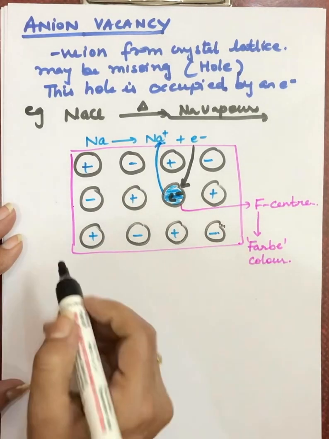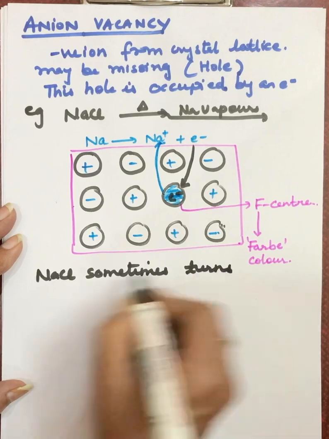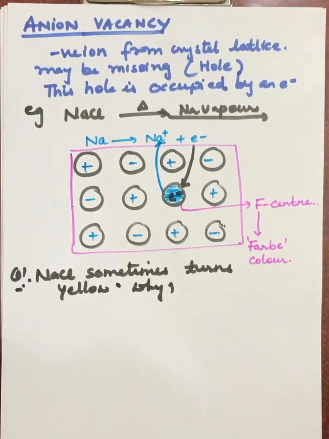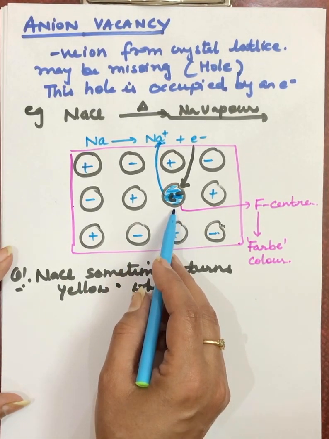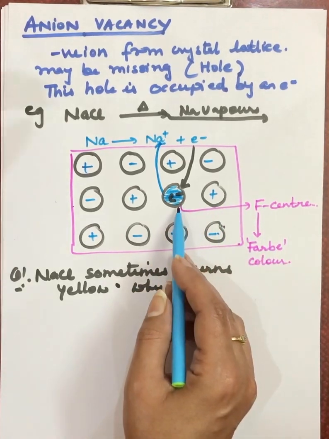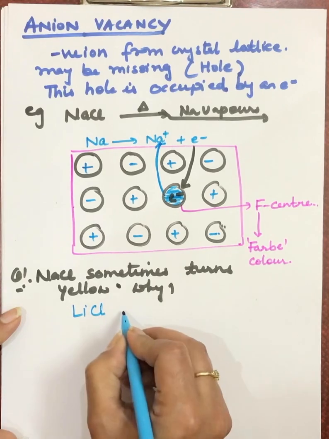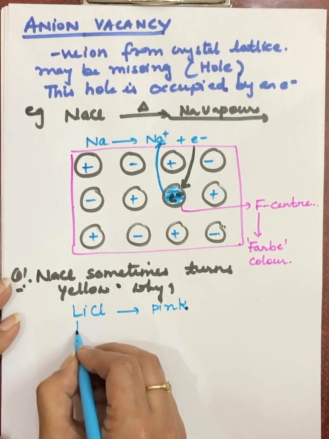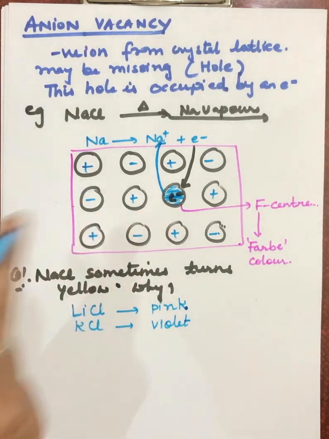So actually this NaCl sometimes turns yellow. Why? This is the question. Why does NaCl sometimes turn yellow? So this whole defect we have to explain. Because of this defect, NaCl sometimes becomes yellow in color because of the formation of F centers in the structure. F centers are formed, so electrons are able to move here. When electrons are moving, this compound shows a color. And which color? Yellow. In place of NaCl, if we take the example of LiCl, the color shown by LiCl due to this F center defect is pink, and KCl shows which color? Violet. So they show the color because of the presence of F centers in the structure.